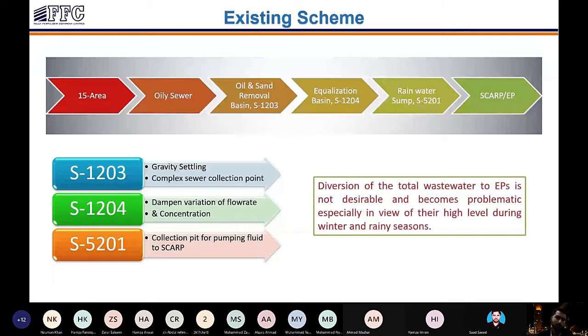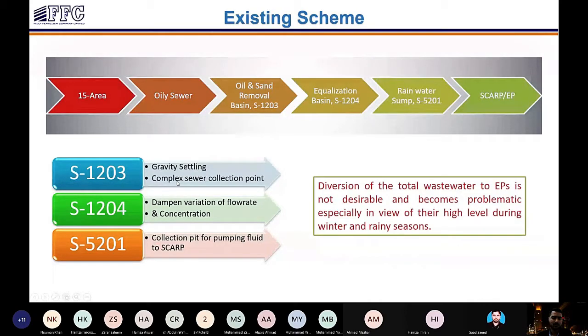Oil comes to the top because of lower density. Water and the sand stay at the bottom. So this water and sand is then sent to the equalization basin. The equalization basin is basically just a small basin in which this water along with other condensate gets mixed and gets a settling time, so that all the water gets a homogeneous analysis. And then this is sent to a rainwater sump, that is S5201, from where it is pumped to either SCARP or EP based on the analysis.